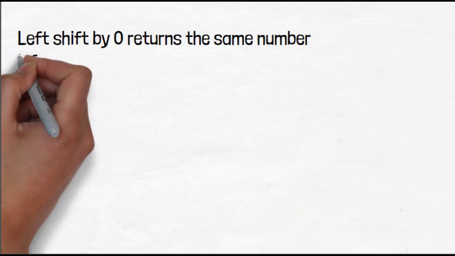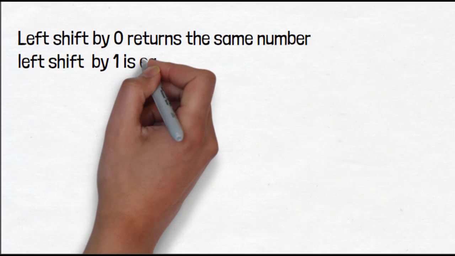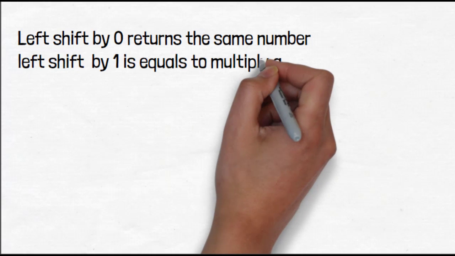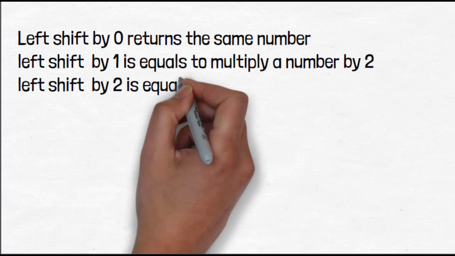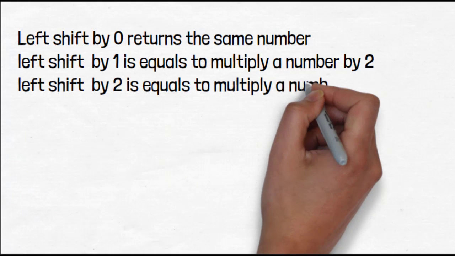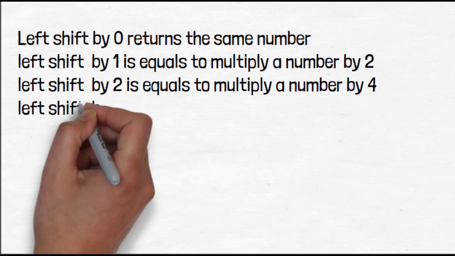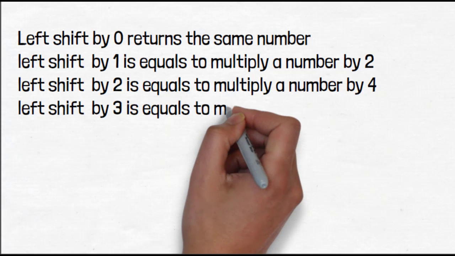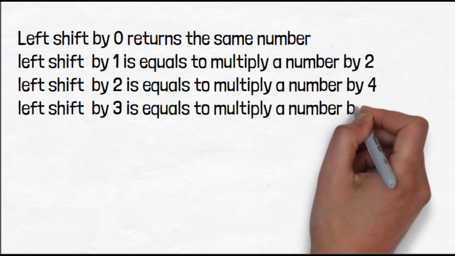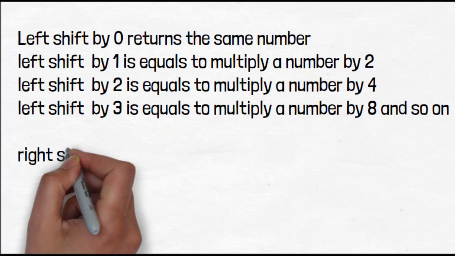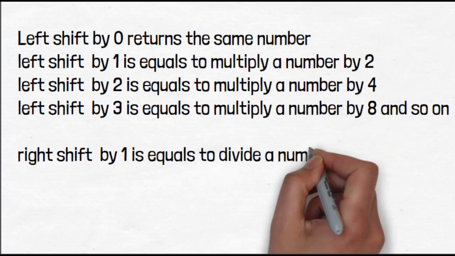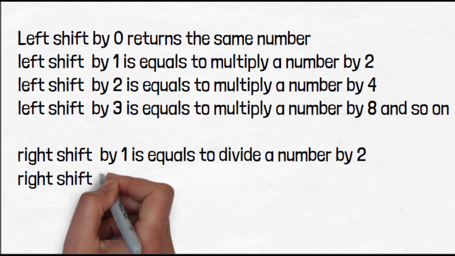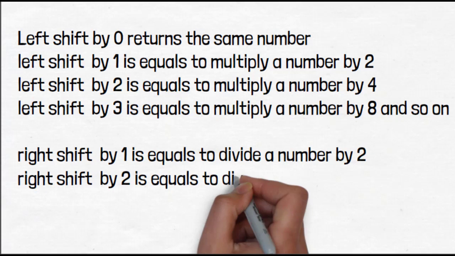Left shift by 1 is equal to multiplying a number by 2. Left shift by 2 is equal to multiplying a number by 4. Left shift by 3 is equal to multiplying a number by 8 and so on. Just like that, right shift by 1 is equal to dividing a number by 2. And right shift by 2 is equal to dividing a number by 4.